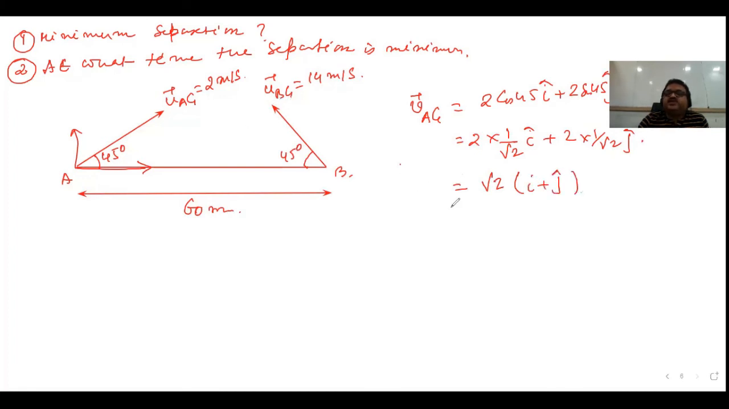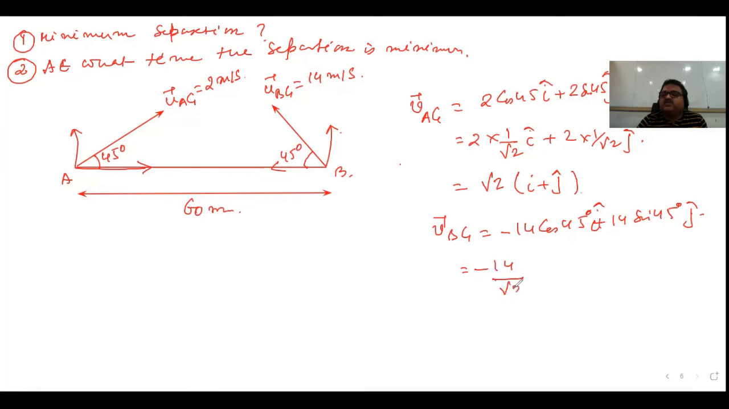Now, what is the velocity of B with respect to ground? Velocity of B with respect to ground also has two components. One along negative x-axis, that is minus 14 cos 45 and plus 14 sine 45. One is i cap, another is j cap. So do this calculation: minus 14 cos 45, 1 by root 2. So take 14 by root 2 common. It is i and minus j. Clear? Now, what we need to find out?